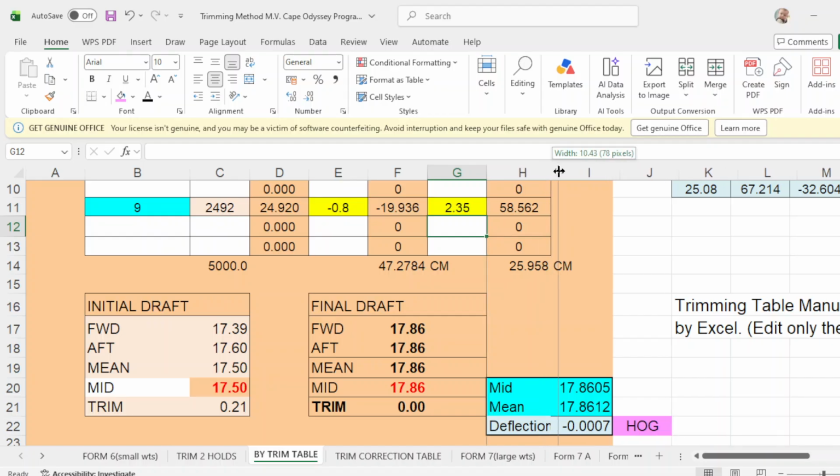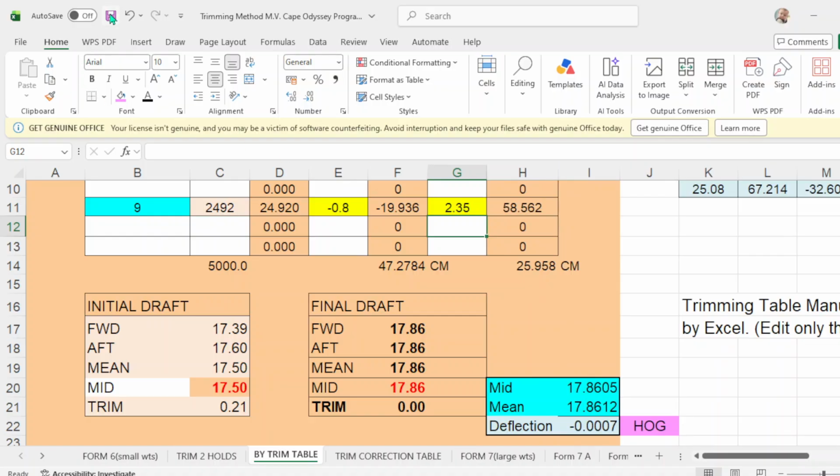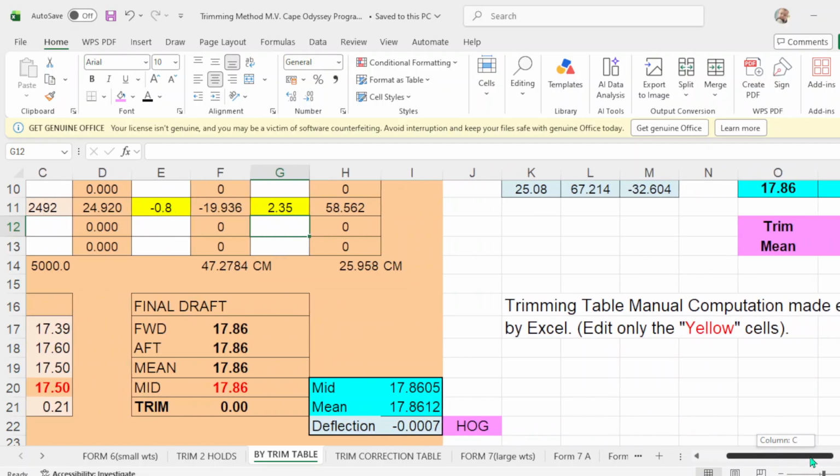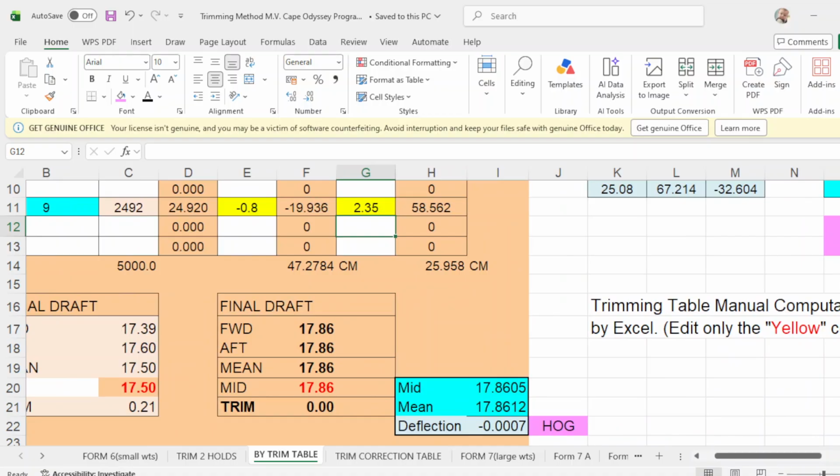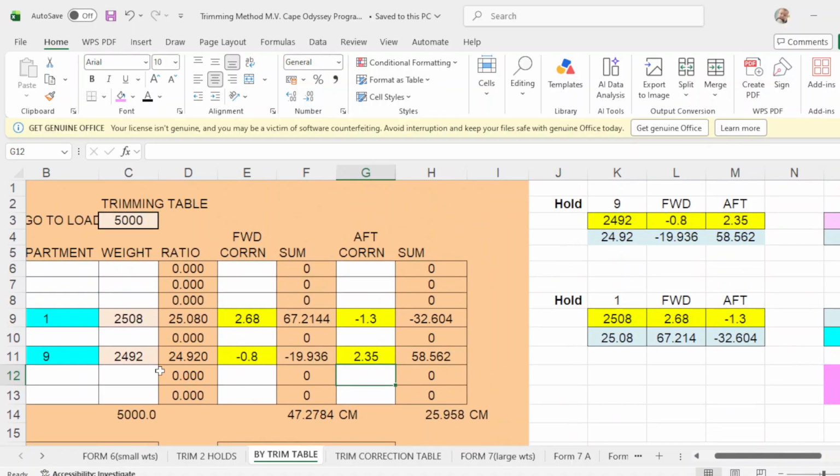A little more. Okay. So now it is even keel. Take note guys that your trimming holds are 1 and 9, but here it doesn't say which hold you must load first. So I suggest that you check the correction.